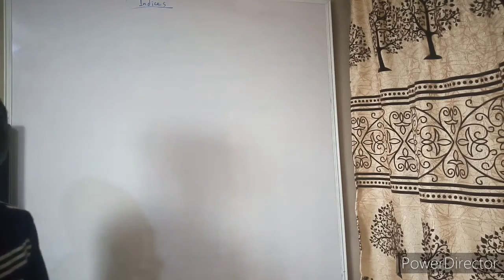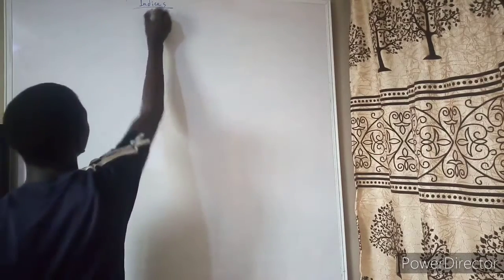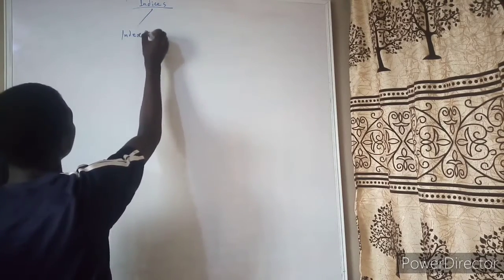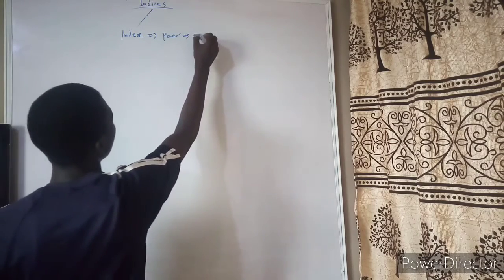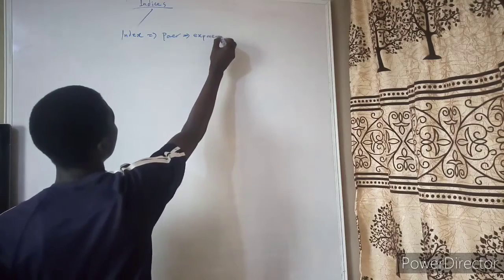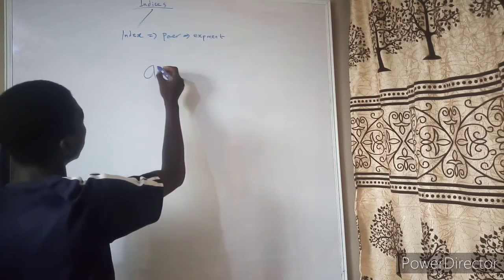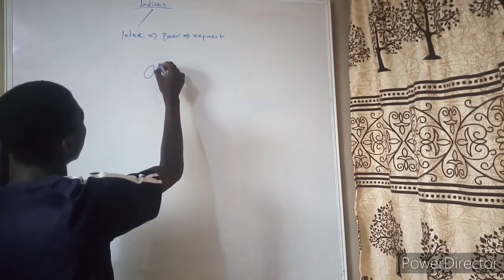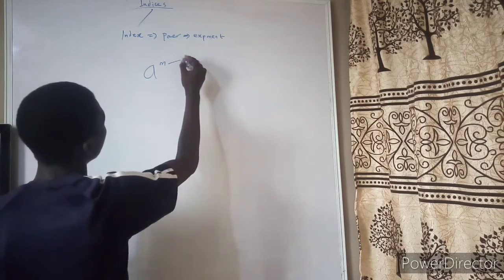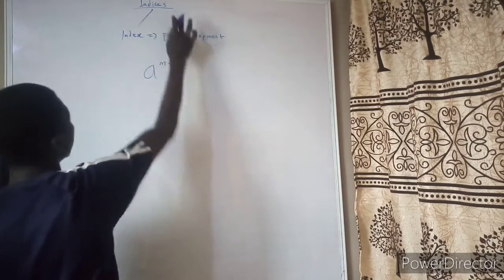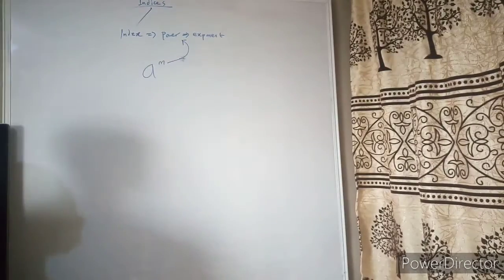Now, what do we mean by indices? Indices is the plural of index, which is referred to as power. It is also known as exponent. If I tell you a base a is raised to an exponent n, it simply means power, or any of these two. So indices is the plural form of index. I can say it is raised to the index of 2.